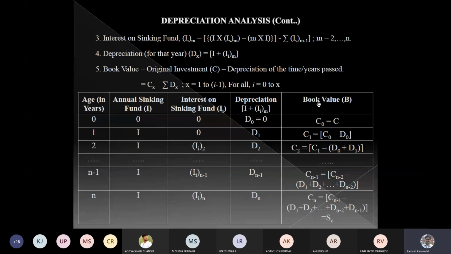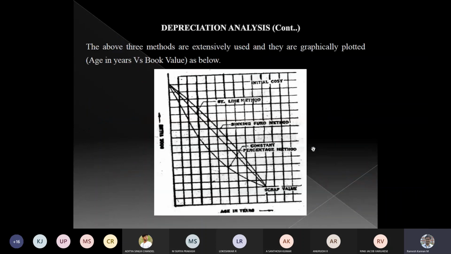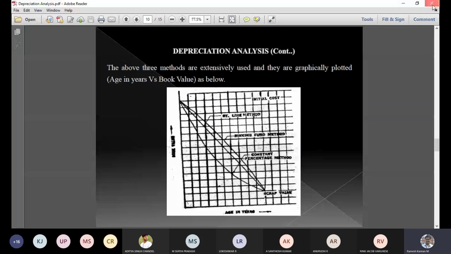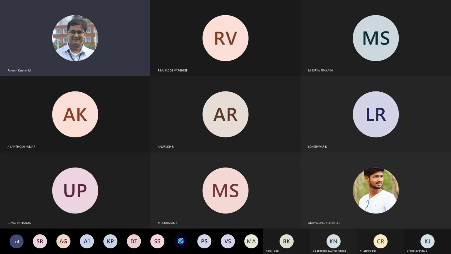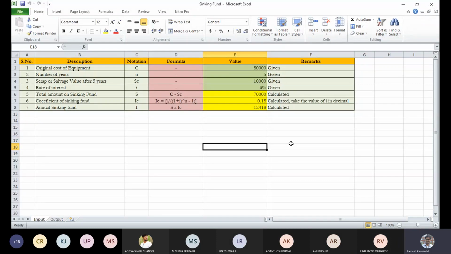So this will become this, and finally the book value will be the original value C minus this, and this minus D1 will be this, and so on, and finally we'll end up with the scrap value. The book value will be the original investment minus the depreciation of the years past, which means the previous depreciation, right? It will be very difficult to understand this with the PowerPoint presentation, so I've made it in the form of an Excel sheet, so you can understand it very clearly.